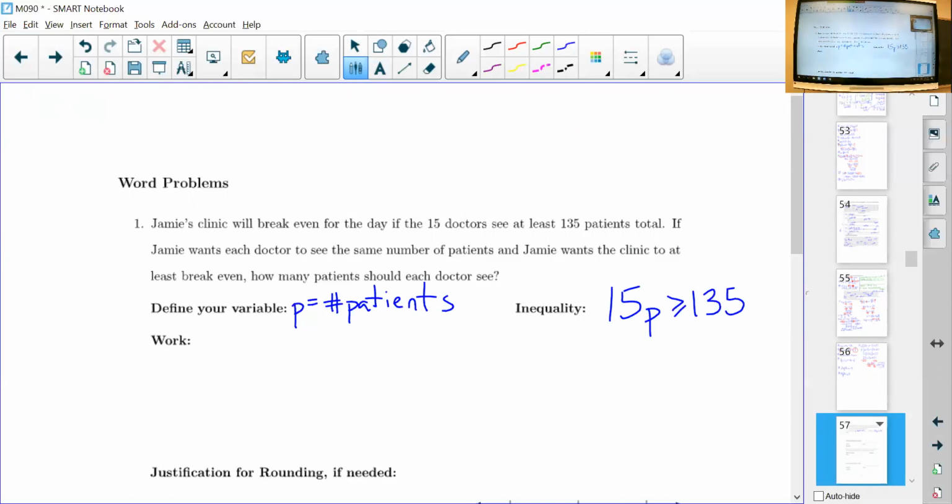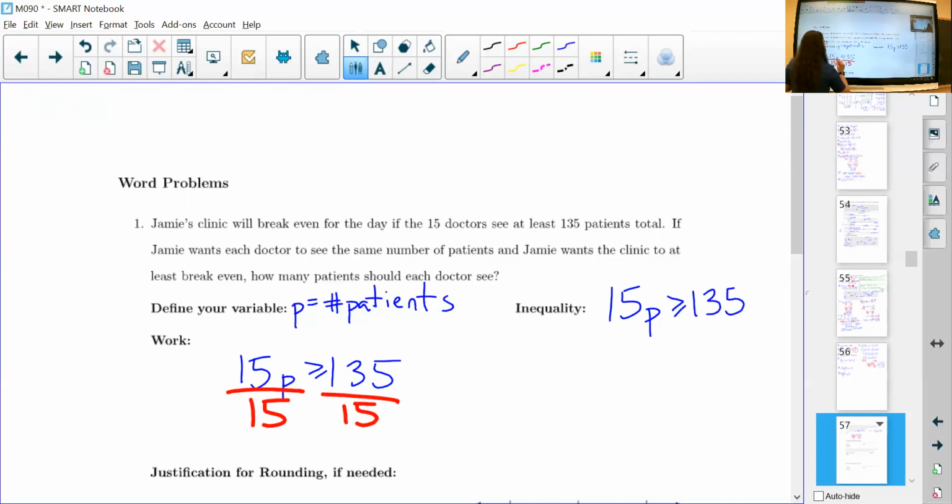There's our inequality. So on these, we're doing this very much step by step. It's very easy to get confused without that. Now we have 15P greater than or equal to 135. I just copied that over here. Let's get P by itself. I have P is greater than or equal to 9. There's my answer.